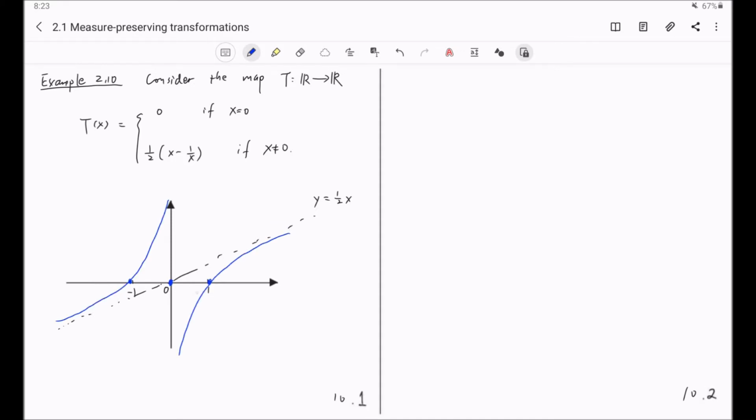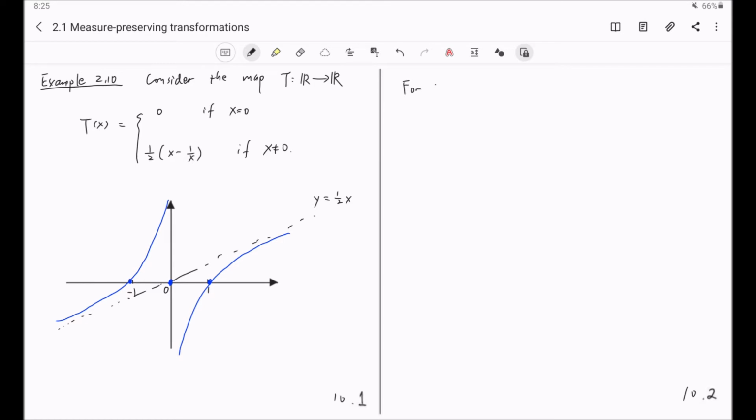So it has value 0 at 0, and on the positive real line, it is a monotone increasing function from negative infinity to positive infinity, and symmetrically on the negative real line. It goes from negative infinity to positive infinity. And this curve is a hyperbola.